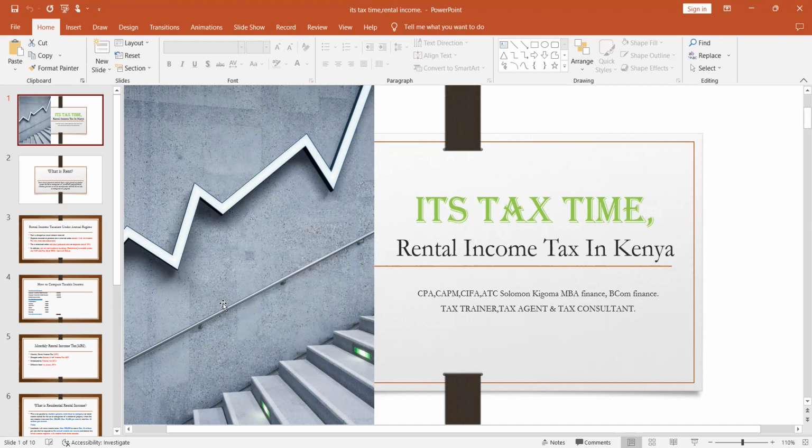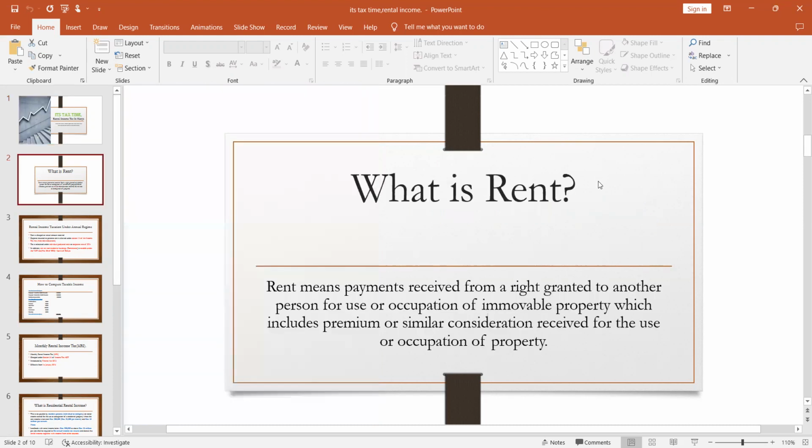So we'll proceed to the first chapter, just a small definition of what rent is. Rent means payment received from a right granted to another person for use or occupation of immovable property, which includes premium or similar consideration received for the use or occupation of that property.